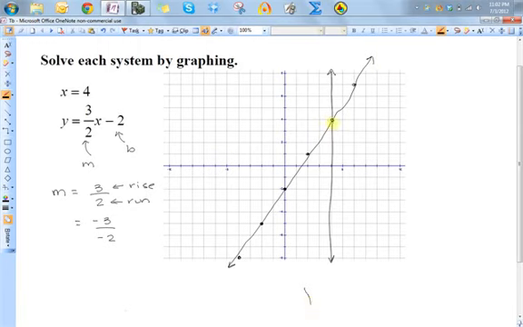So we can see that they intersect here at 4, 4. Now we could have seen by this, the fact that this tells us x equals 4, we would have known that it definitely has an x coordinate of 4, but we had to find the y coordinate using this.